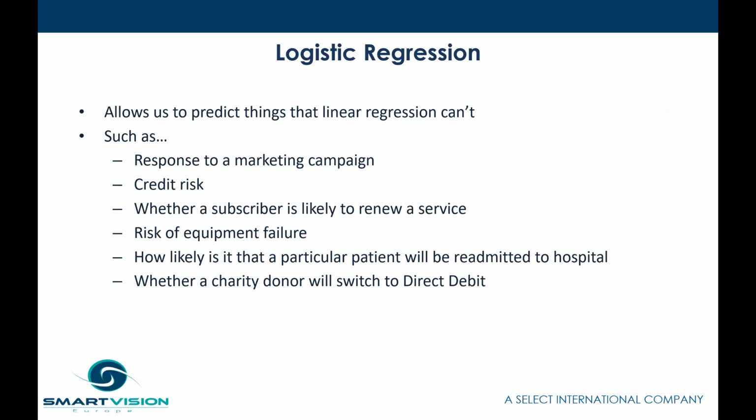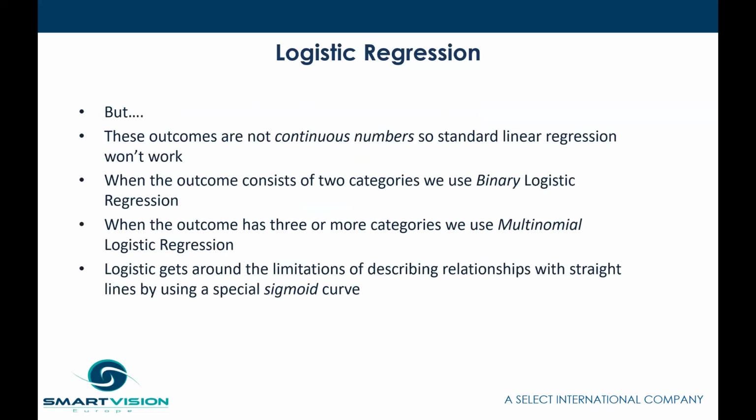Logistic regression will help you predict things like whether or not somebody responds to a marketing campaign, whether they're a good credit risk or a bad credit risk, whether a subscriber is likely to renew a service, the risk of a piece of equipment failing, how likely it is that a particular patient will be readmitted to hospital, or whether a charity donor will switch from cash to direct debit. So these are category outcomes. And because these are not continuous numbers, linear regression doesn't work with them because it doesn't understand categories. So when the outcome consists of two categories, we use binary logistic. And when it consists of three or more categories, we use multinomial logistic.